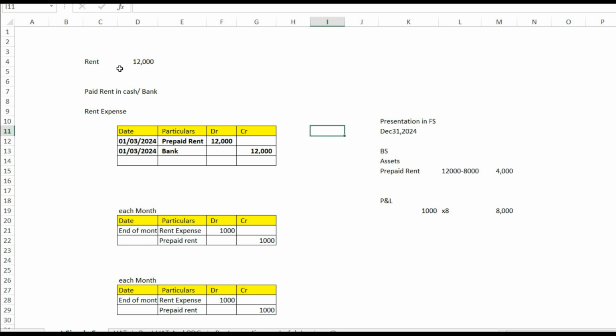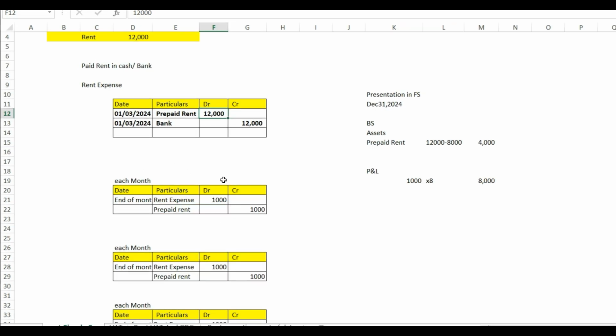So first of all, this is a simple scenario. Suppose you have an annual rent of 12,000 and you have paid the rent upfront. Suppose we have started from March 2024. The entry that you are going to make on the 1st of March would be prepaid rent debit with 12,000 and bank or cash account credit with 12,000. This prepaid rent is your asset and bank is also your asset. So one asset is increasing, the other asset is decreasing.